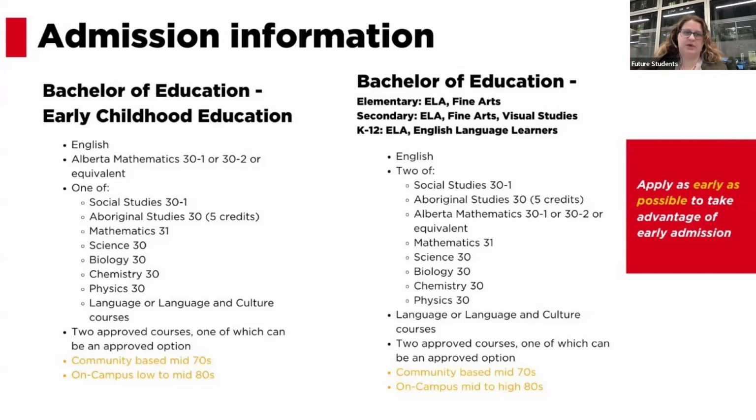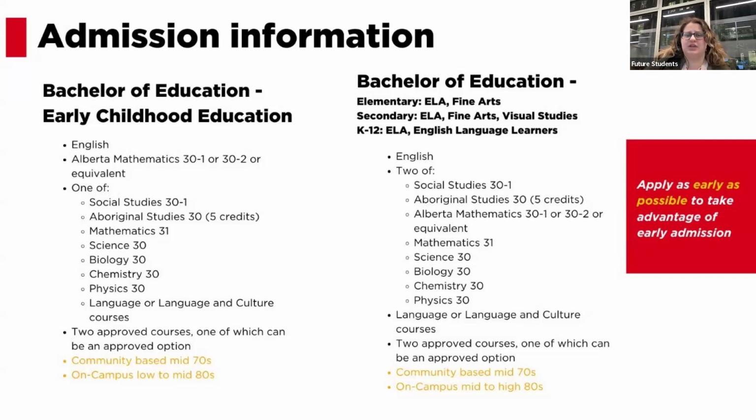So on this slide, we have early childhood education, which requires English, mathematics, one of the courses listed there, and then 2 approved courses, one of which can be an approved option. So that's like your for fun classes that you do. And then the estimated competitive average as of right now is low to mid 80s. So that really does depend on the admissions year and the pool of applicants you have each year.